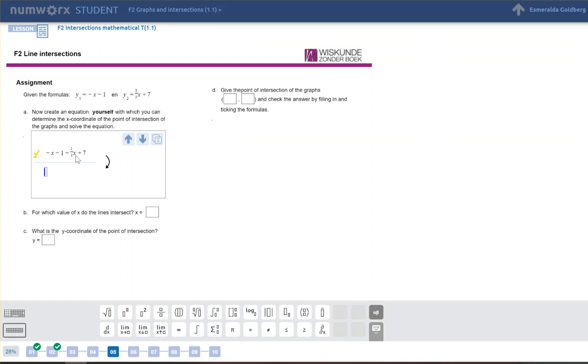So I remove 1 over 3x from the left-hand side by doing minus 1 over 3. Here I already have minus 1x, and if I subtract 1 over 3x from that, I get minus 1 and 1 over 3x.